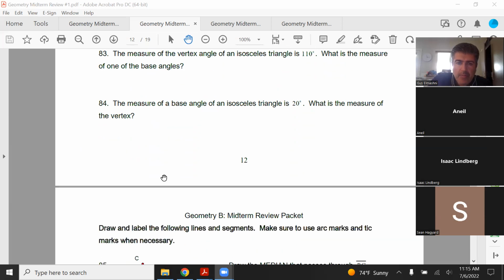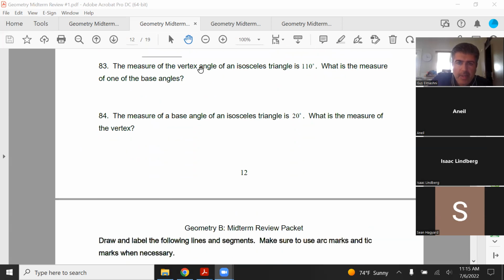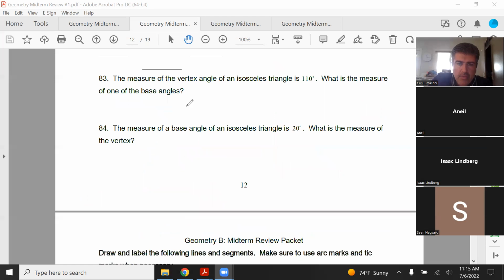Here's another one. Again, you got yourself another isosceles triangle. The vertex angle is 20. So you got 160 combined for these two. Oh, the base angle. Yikes, I didn't see that.